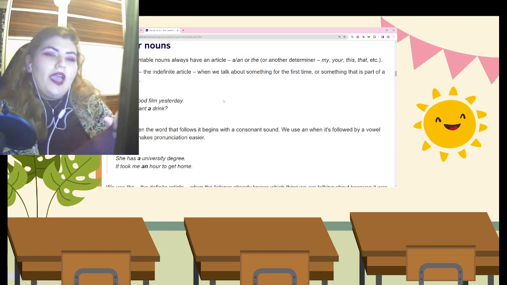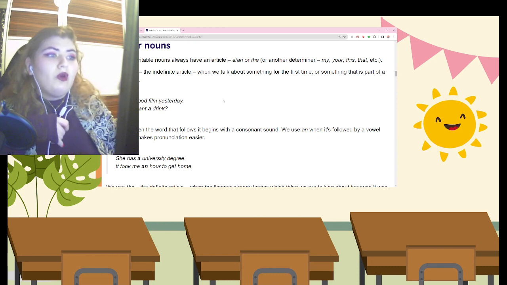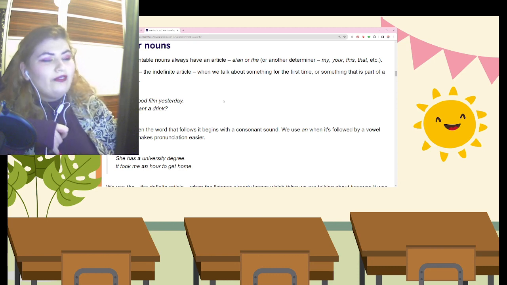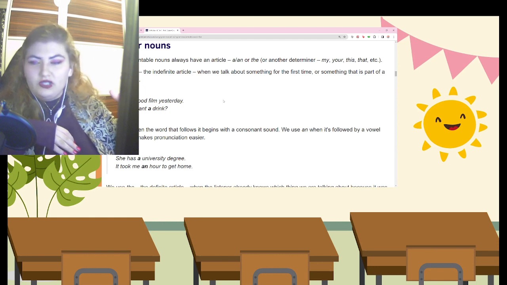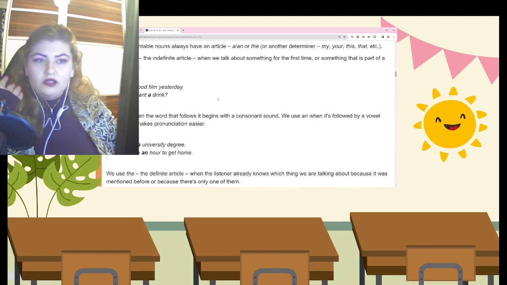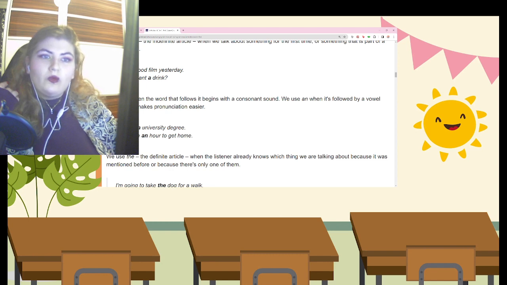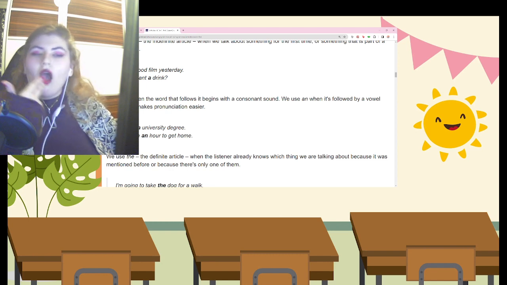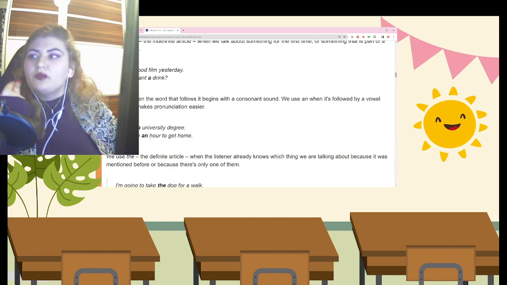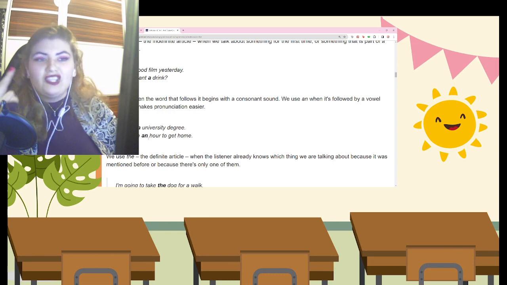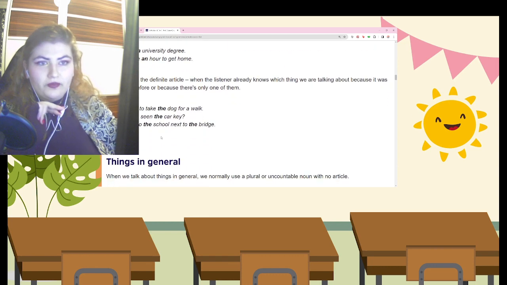We use a when the word that follows it begins with a consonant sound. We use an when it's followed by a vowel sound. This makes pronunciation easier. So this is the reason why we say a university and an hour, because we don't say hour with an H, we say our. We don't pronounce the H at the beginning.